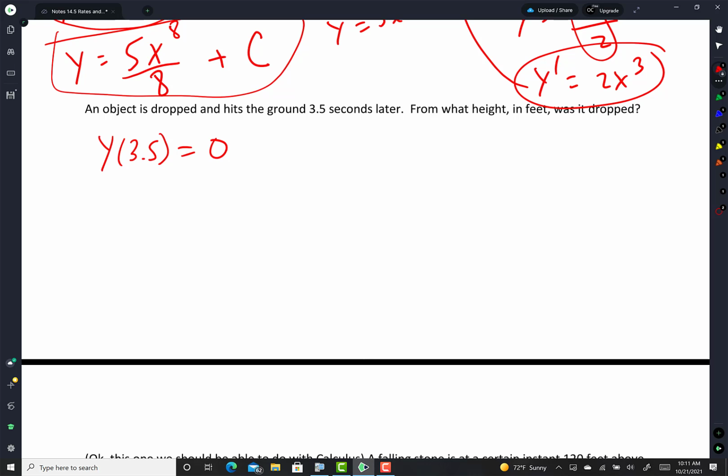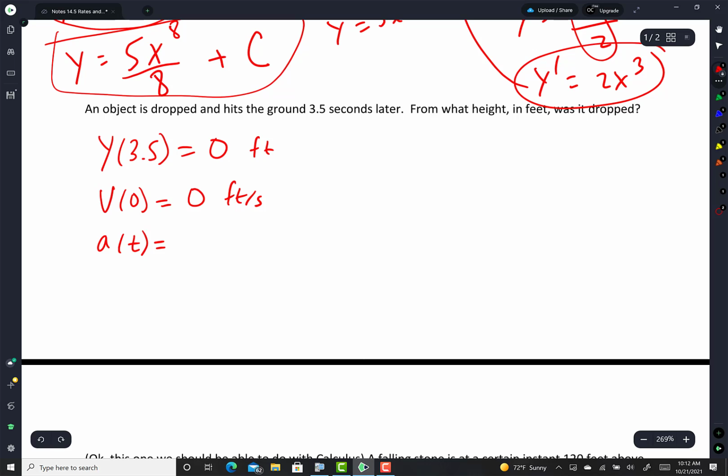Does that make sense? Okay, my velocity at 0 is 0 because I dropped it. When you drop something, the initial velocity is 0. Are we still okay? The velocity at 0 seconds is 0. If you want to put units, this is feet, and this one is feet per second. All right, my acceleration at any time t is always, I'm going to say that acceleration due to gravity is negative 32 feet per second per second. If you want to write feet per second squared, that's fine.